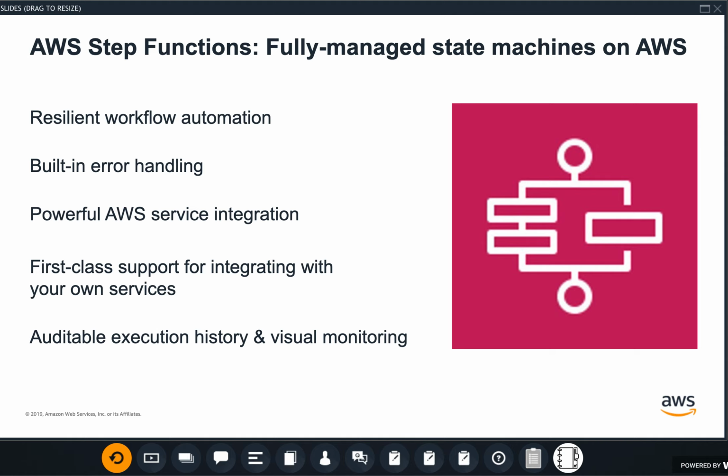What's great about Step Functions is because it's fully managed, we at AWS handle the high availability and the scalability concerns for you. You just define your state machines and you tell us to execute them. You give us input and say, start this execution on this state machine with this input, and we'll handle the availability and the scalability for you. And we've got built-in error handling with Step Functions, which I'll talk about more later, as well as powerful AWS service integration to implement these workflows, tying in to a lot of existing AWS services to make your life easier. We also have first-class support for integrating with your own services.